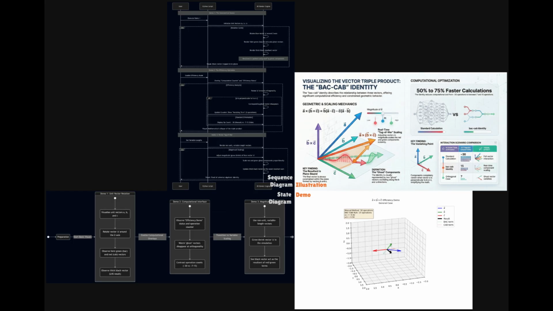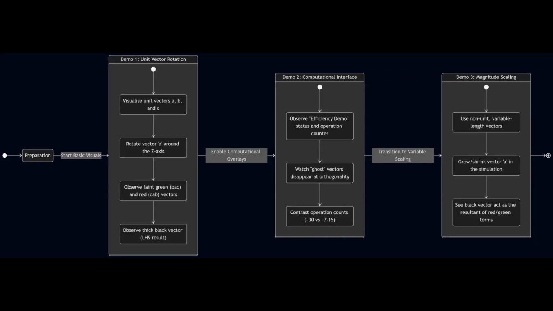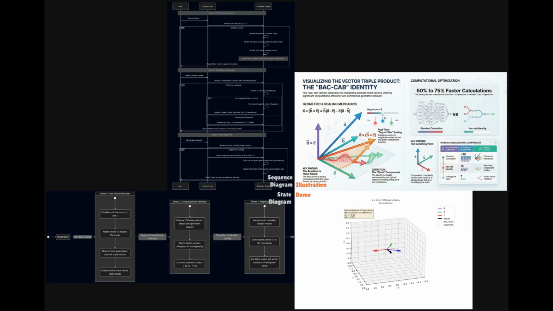Dynamic rotation. It tracks how rotating vector A around the z-axis causes the red and green ghost vectors to oscillate in length along the directions of vector B and vector C.